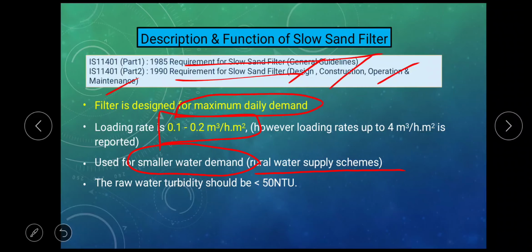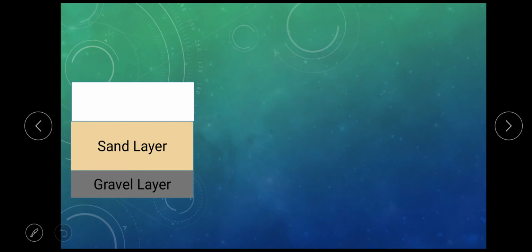The turbidity of raw water should not be greater than 50 NTU. If the water has high turbidity, then deposition of impurities onto the surface of sand will clog the filter frequently and increase the head loss, which reduces the filtration rate.